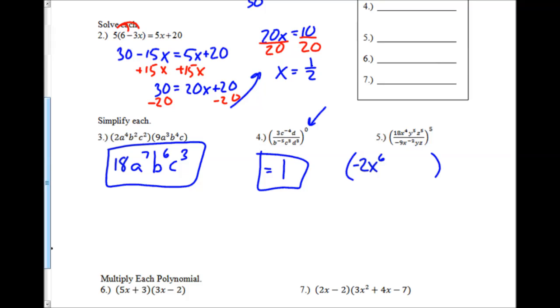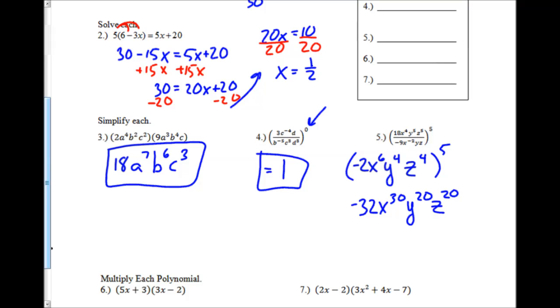And then the y values, y to the 5th divided by y to the 1st. I subtract. That's a y to the 4th. And then z to the 5th divided by z to the 1st is a z to the 4th. And now I'm going to raise everything to the 5th power. And when I raise each of these things to the 5th power, -2 to the 5th power is a -32. When I raise these to a power, I multiply the exponents. That's going to be x to the 30th, y to the 20th, z to the 20th.